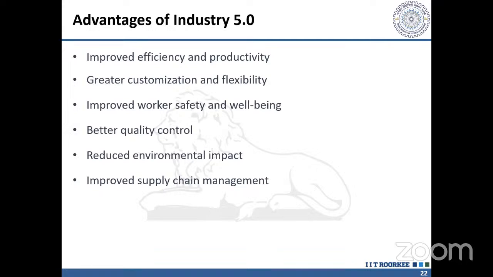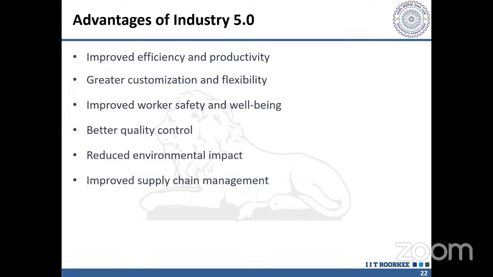Next, improved worker safety and well-being. It is related to the cobotic system or collaborative robot system that we are introducing, which can perform tasks with the human. They perform repeated tasks, dangerous tasks, or physically demanding tasks. So this reduces the risk of injury and improves the well-being of the workers.